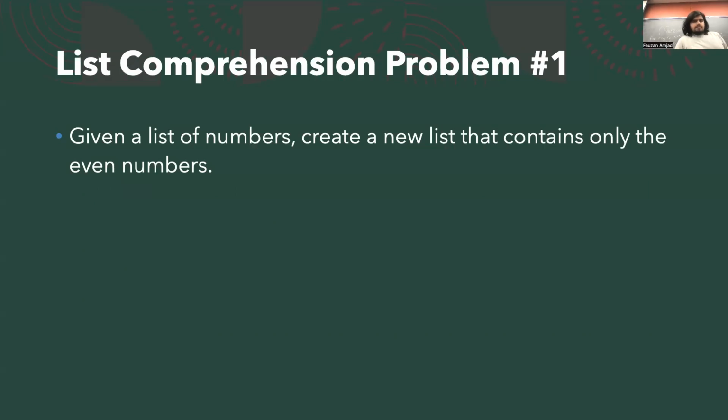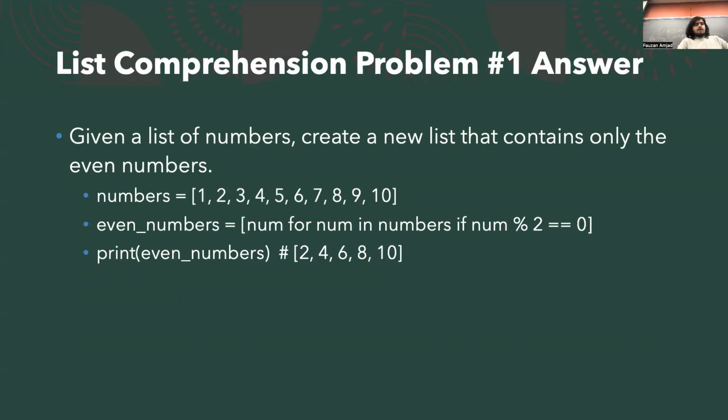Okay. So given a list of numbers, create a new list that contains only even numbers. So let's say we have numbers from 1 to 10, and we only want to include even numbers. What we could do is add num for num in numbers. So num will be the thing that we add to the list. It'll iterate through the list of numbers, so the numbers are 1 through 10.